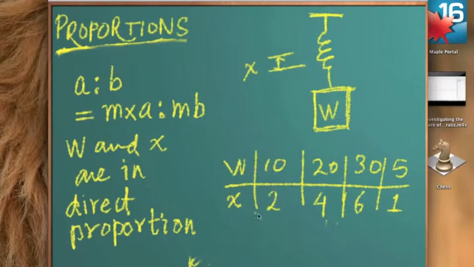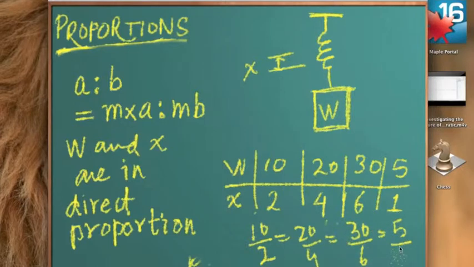In other words, 10 over 2 is the same as 20 over 4, is the same as 30 over 6, is the same as 5 over 1. In other words, the ratio in which the two quantities occur does not change. It is fixed.